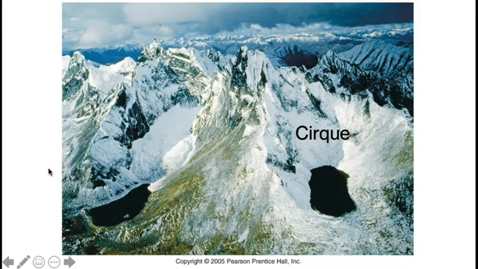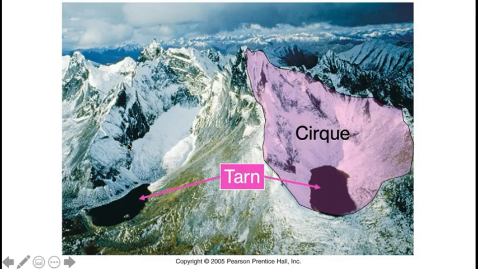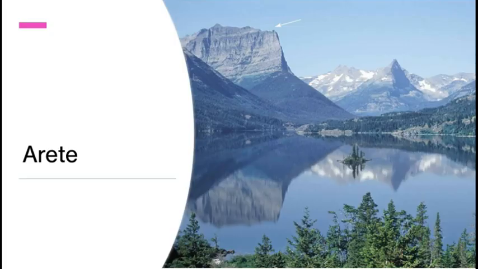This photograph shows a couple of cirques and tarns. Cirques are found at the head of a U-shaped valley and typically have an amphitheater-like shape. A single lake at the bottom of a cirque is called a tarn. An arête is a very steep-sided ridge between two U-shaped valleys.